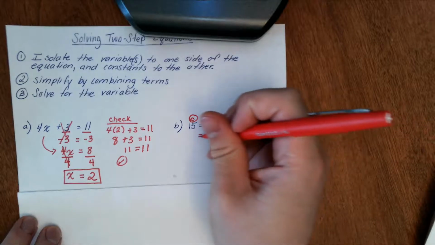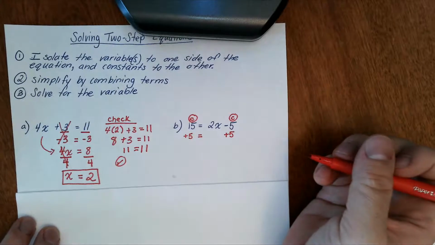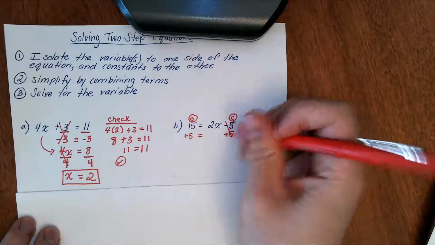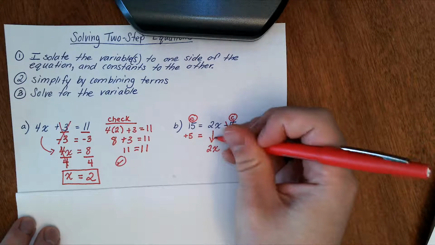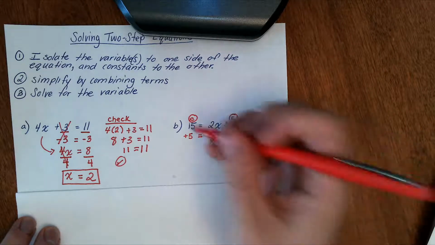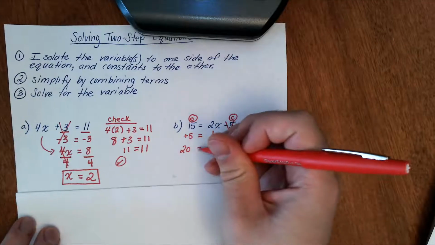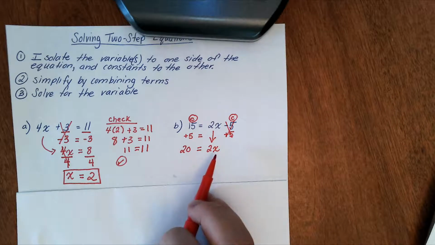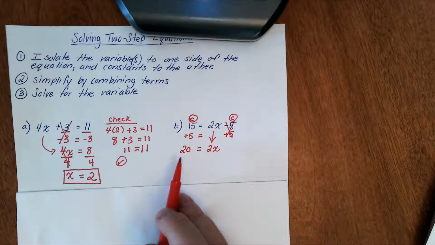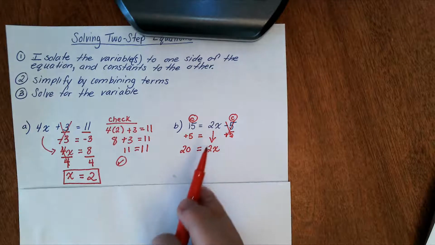And then what I do to one side of the equal sign, I also have to do to the other. Okay, these will cancel out, which means I only have 2x left here. 15 plus 5 is going to give me 20. So now I'm left with 2 times a number equals 20.